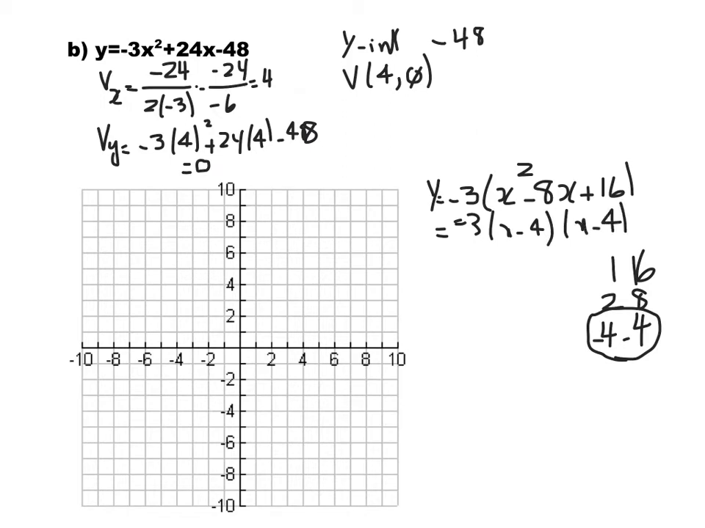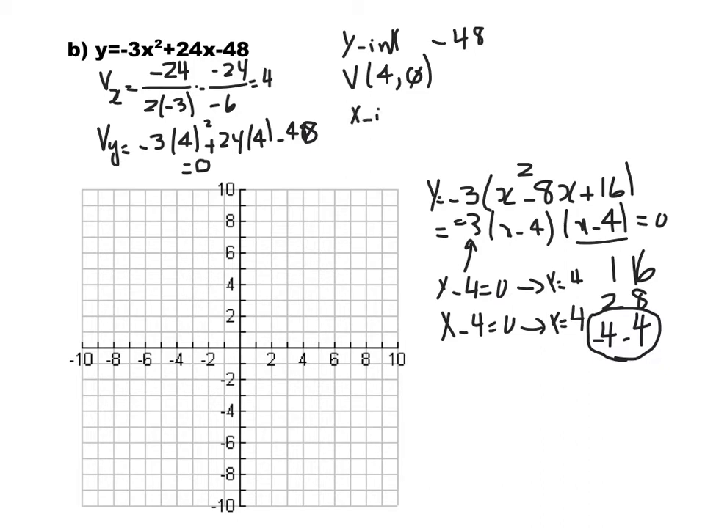To find the x-intercept, I make this equal to 0. Negative 3 can't be 0, so x minus 4 is 0. And again, x minus 4 is equal to 0 for the second factor. This gives me x is equal to 4. So I know that the x-intercept is only one point, x is equal to 4.